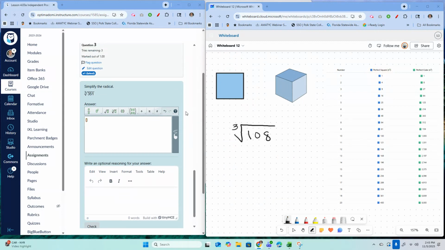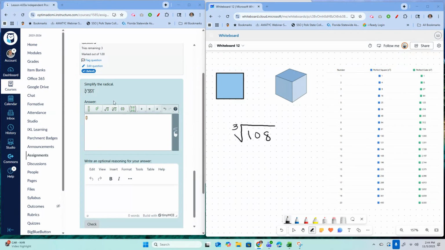All right, and the next problem, problem number 3, they gave us the cubic root of 351. I'm going to do one similar. Here's what you're going to do. Remember, when the index is 3, we call this little number the index. When the index is 3, we're working with cubic roots. That's how we call it.